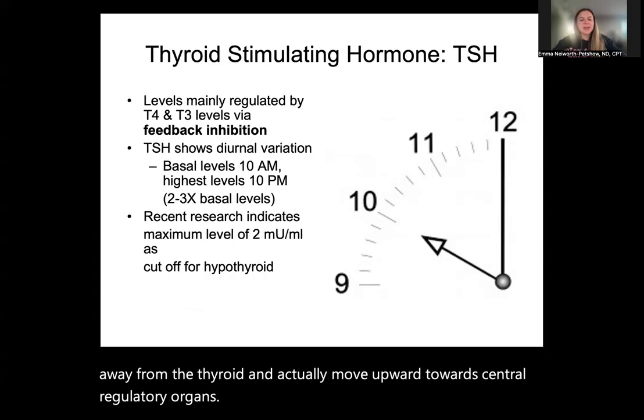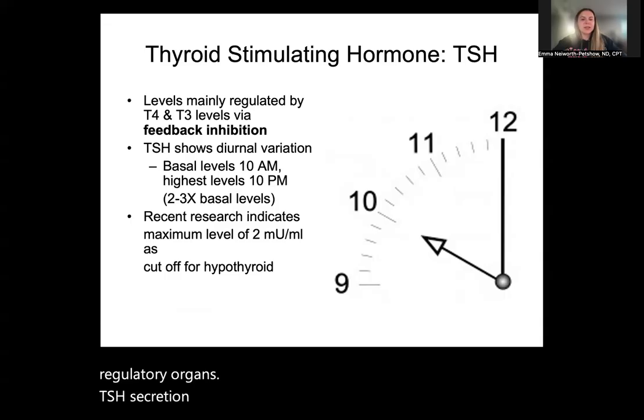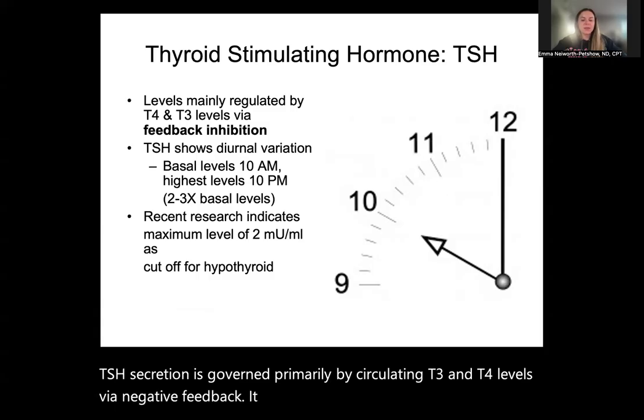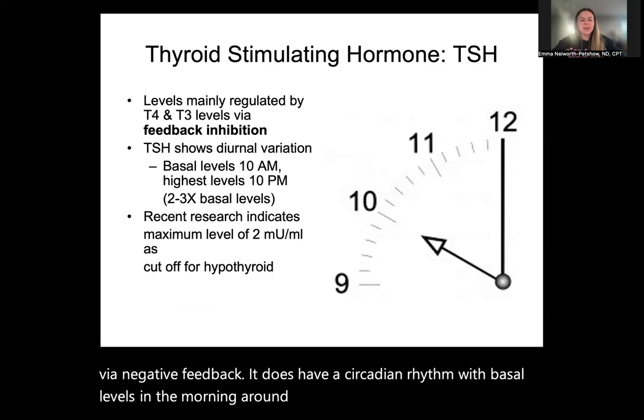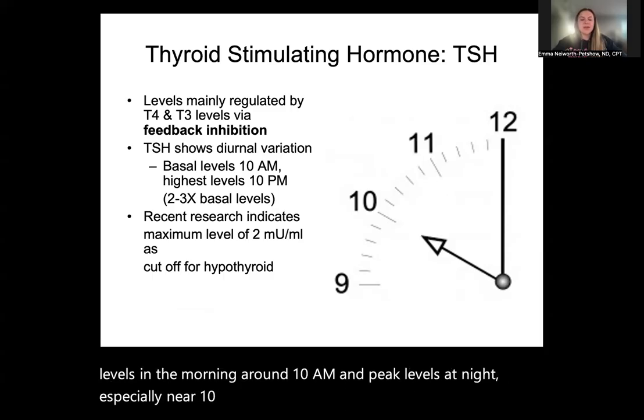TSH secretion is governed primarily by circulating T3 and T4 levels via negative feedback. It does have a circadian rhythm, with basal levels in the morning around 10 a.m. and peak levels at night, especially near 10 p.m. Clinically, this means TSH values can vary slightly depending on the time of day.